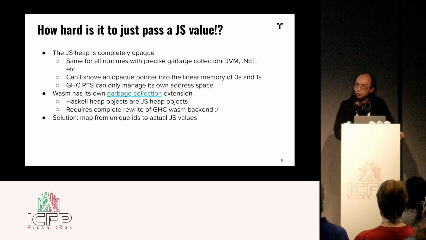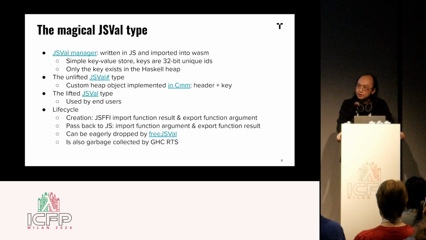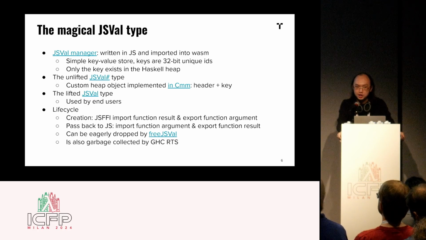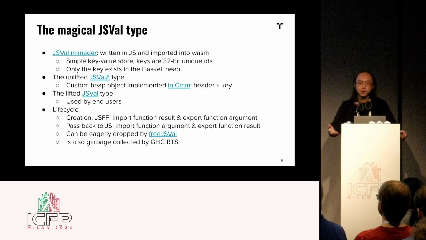So that is how we manipulate the JavaScript values on the Haskell heap. In JavaScript, we have a tiny little module called the JS Val Manager. It is written in JavaScript, but the interfaces are imported into WebAssembly store. What it does is a simple key value mapping. The keys are 32-bit unique IDs, and the keys are what we store in the Haskell heap.